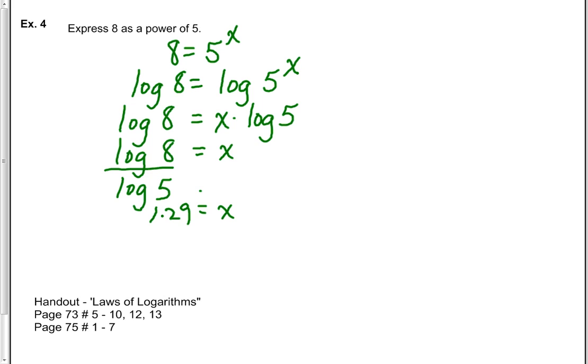1.29. Does it make sense that 5 to the power of 1.29 would be a little bit bigger than itself, 8? Yes, absolutely. So we need to try enough of these from the handout that I'm going to give you, 73 and 75, to be comfortable with logs.